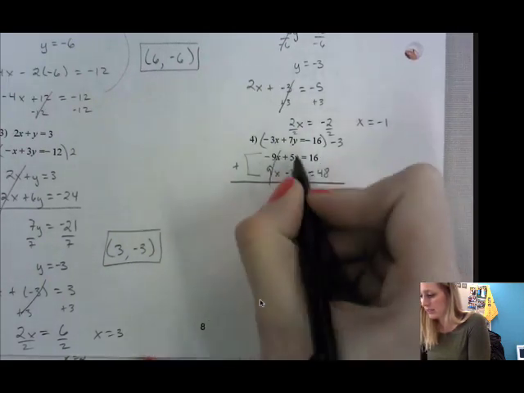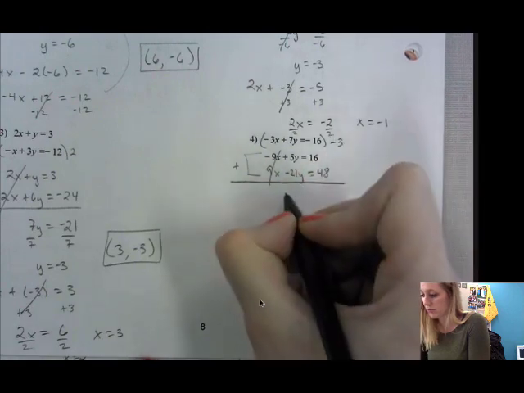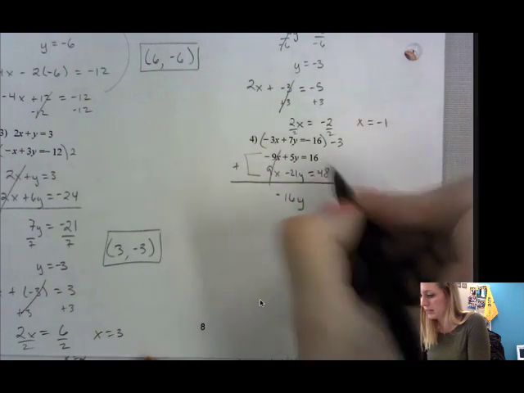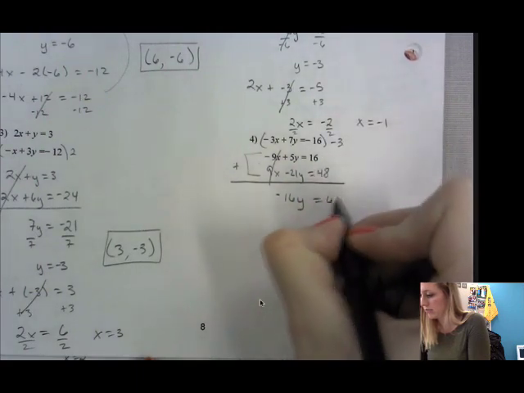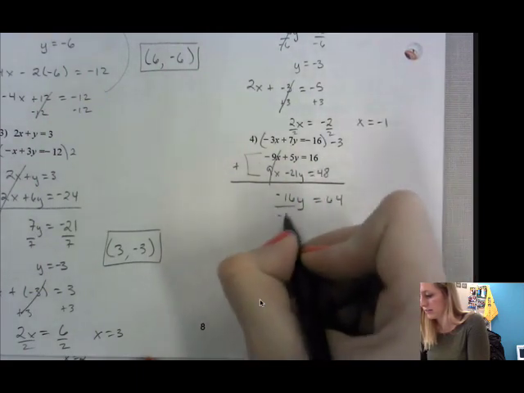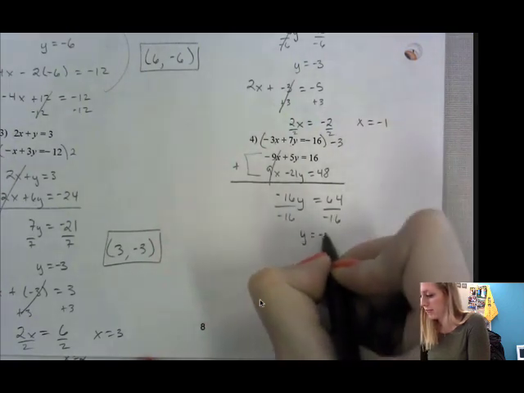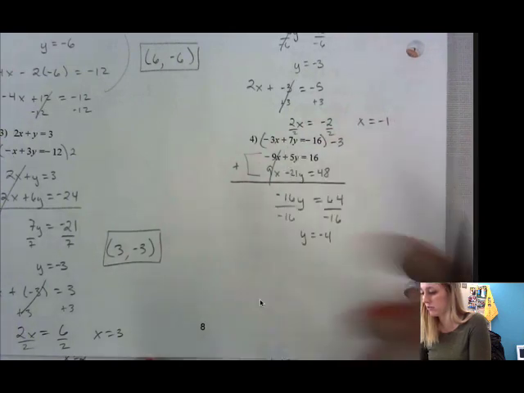Eliminate the x's. 5 plus negative 21 is going to give me 16, negative 16y. And 16 plus 48 is 64. Divide by negative 16. And when we do that, we get y equals negative 4. Plug into the original equations.